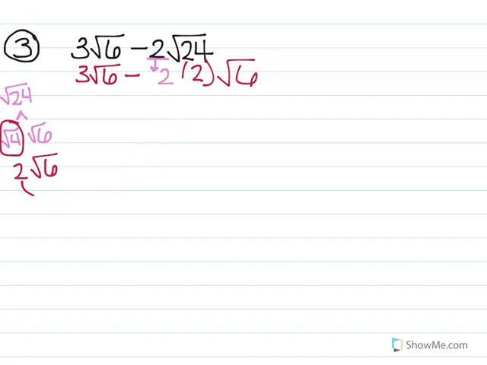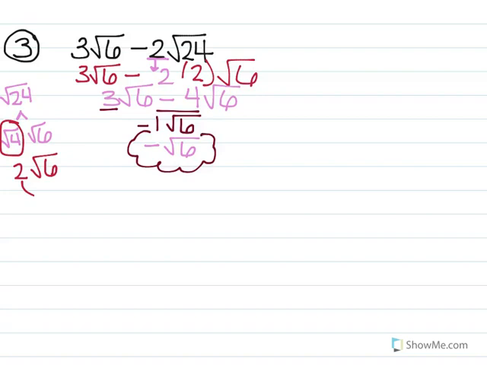So in the next step, we have 3 radical 6 minus 2 times 2 is going to be 4 radical 6. And now that they are like terms, in this scenario, we are subtracting. So 3 minus 4 is going to be a negative 1. So there are 2 ways that you can write your final answer here. You can write it as negative 1 radical 6, or you can just write negative radical 6. Same concept as, like, you wouldn't normally write a negative 1 in front of x, although you could. It's kind of up to you.